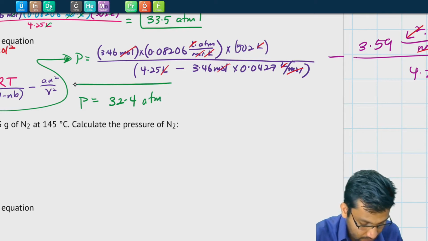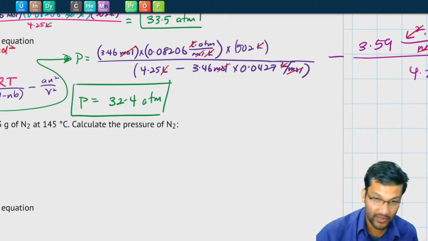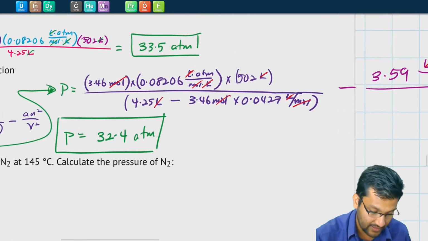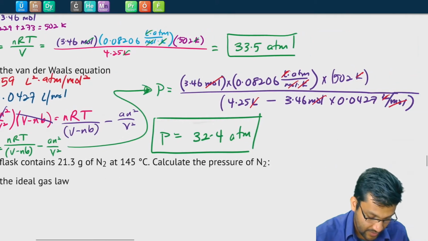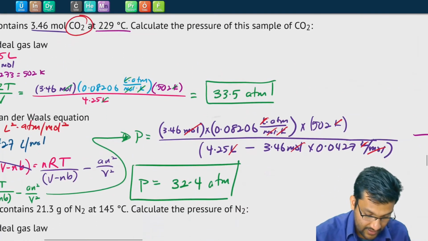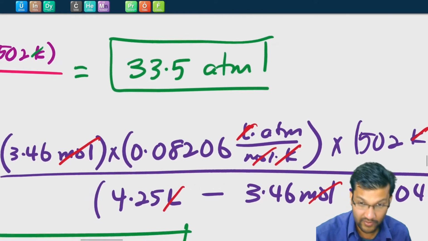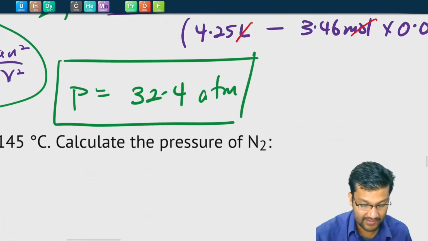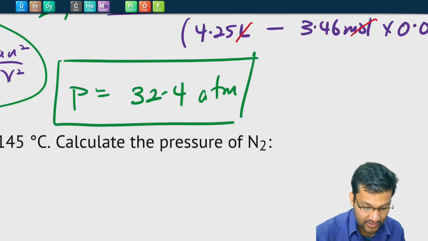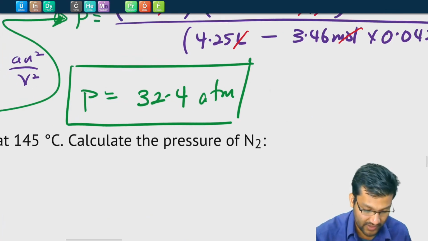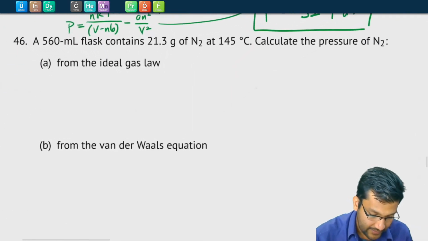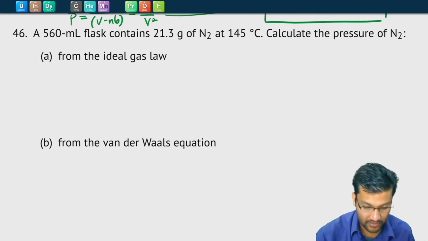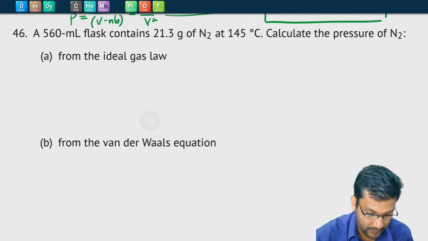Atmospheres. So remember we talked about how in real gases the pressure is just a tiny bit weaker than in ideal gases. Here's the example of that. For this case of carbon dioxide gas, if we use the ideal gas law, we got a pressure of 33.5 atmospheres. If we use the van der Waals equation, which is for real gases, we get just a slightly reduced pressure of 32.4 atmospheres. All right, do number 46 and see what you get using the same equations that we've used in our previous question.